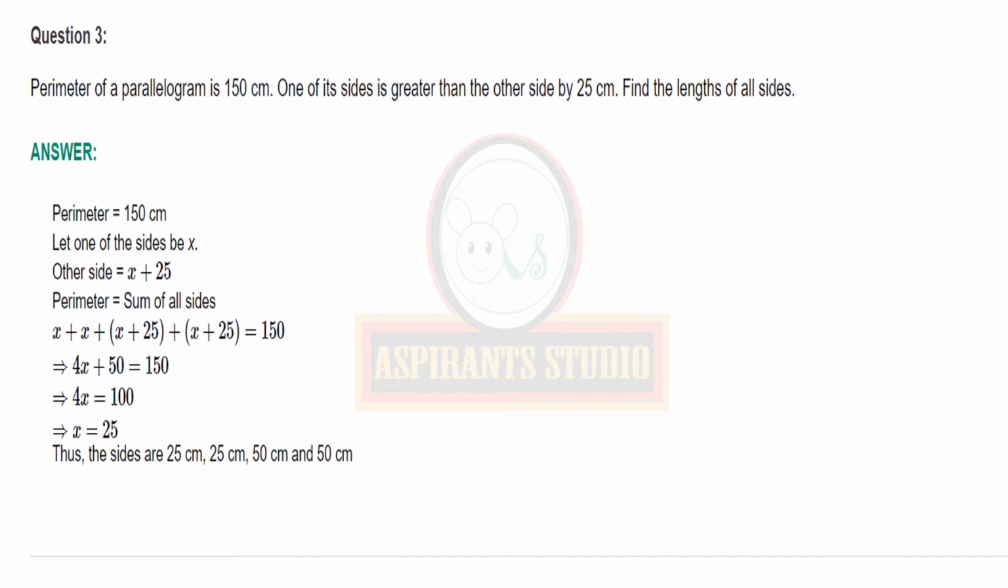Otherwise you can write 25 centimeters, 50 centimeters, 25 centimeters and 50 centimeters respectively.